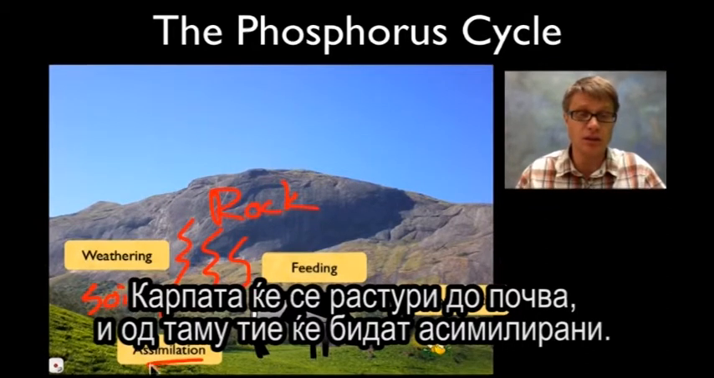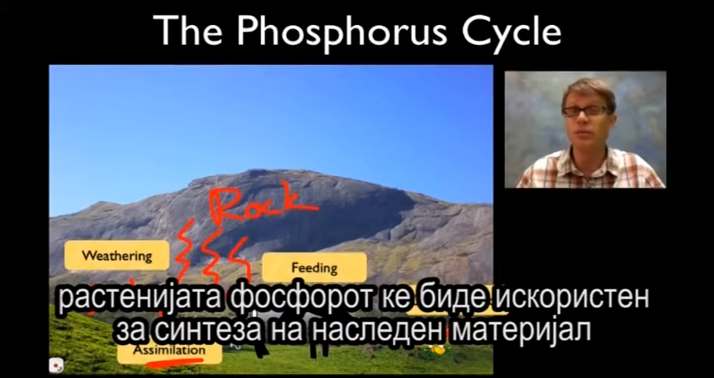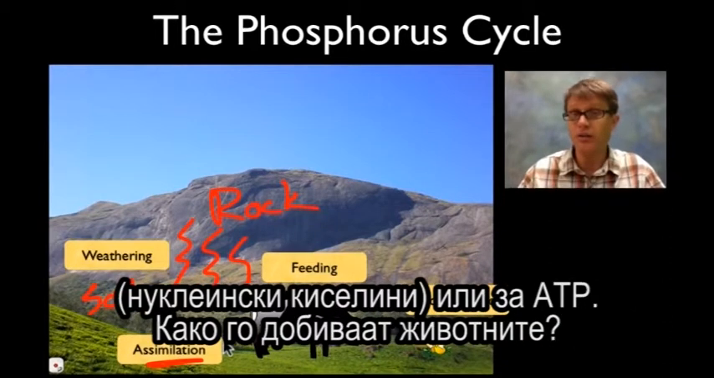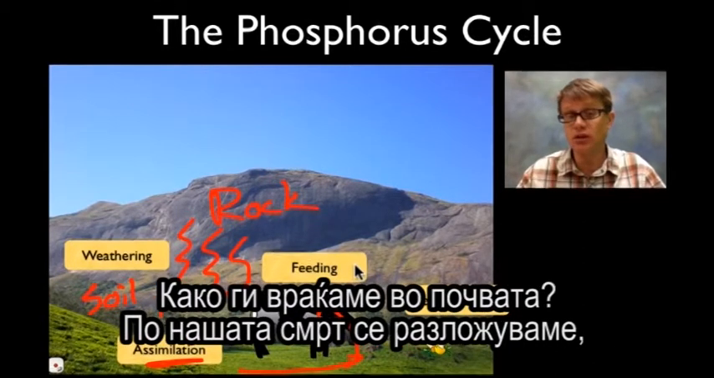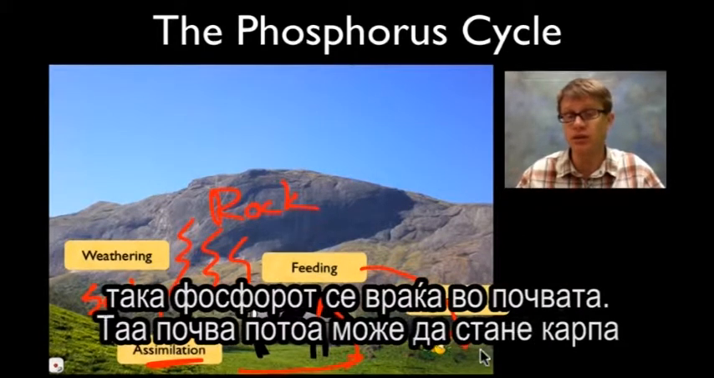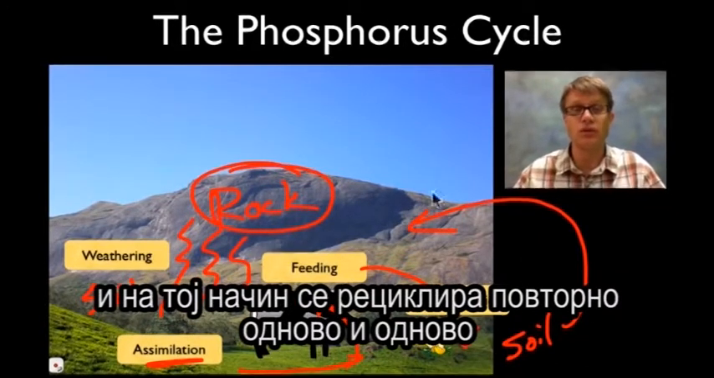It's then going to be assimilated. In other words, that phosphorus is going to be absorbed through plant roots so they can make things like nucleic material or ATP. How do animals get it? Well, they're going to feed on that, so they're going to bring the phosphorus into them from the plants. How do we return it to the soil? Well, as we die and we decompose, that phosphorus is going to be returned to the soil, and then that soil eventually is going to become rock again through the rock cycle, and so it can be recycled over and over and over again.